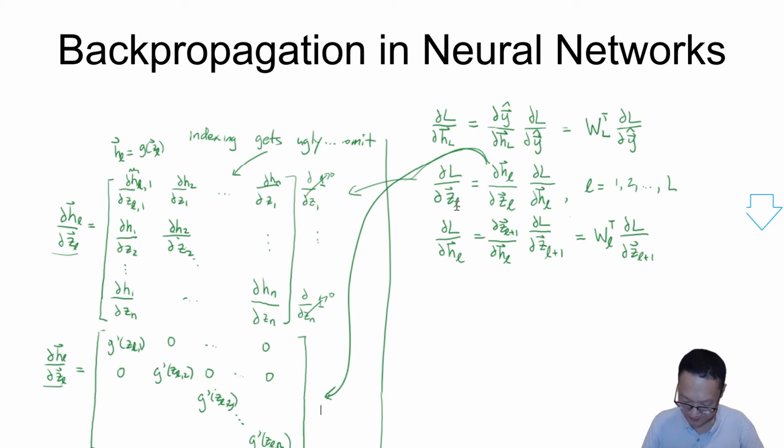Once we have that, so let's do some bookkeeping, right? So initially, this is known, that part. So that means we can actually compute this one. Can compute.